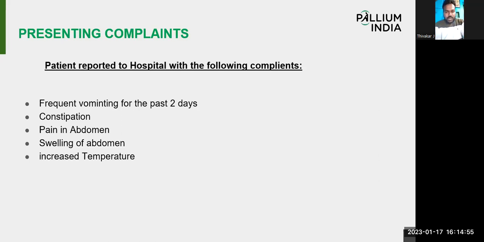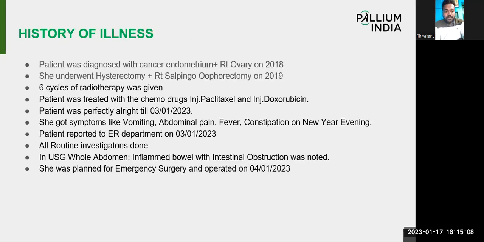On presenting to the hospital, she had the following complaints: frequent vomiting for the past 2 days, constipation, pain in the abdomen, swelling over the abdomen, and increased temperature. History of illness: patient was diagnosed with cancer endometrium and right ovary in 2018. After that, she underwent hysterectomy plus right salpingo-oophorectomy in 2019. 6 cycles of radiotherapy were given, and the patient was treated with chemotherapy drugs.